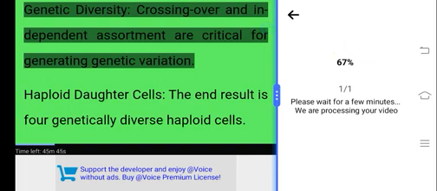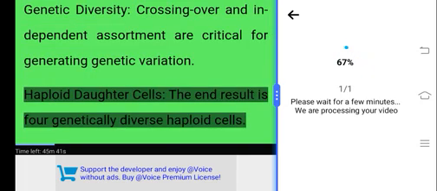Genetic diversity. Crossing over and independent assortment are critical for generating genetic variation. Haploid daughter cells. The end result is 4 genetically diverse haploid cells.